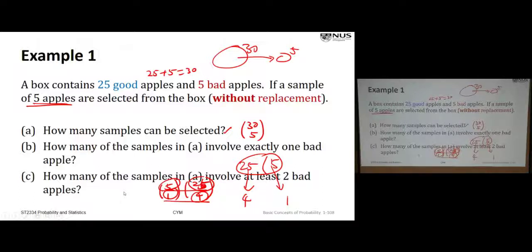Then, how many samples in A involve at least 2 bad apples? Now you have to pay attention to these words. At least 2. At least 2 means that it can be 2, can be 3, can be 4, can be 5. Can it be 6?